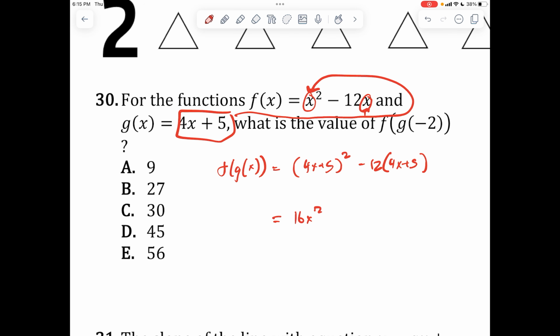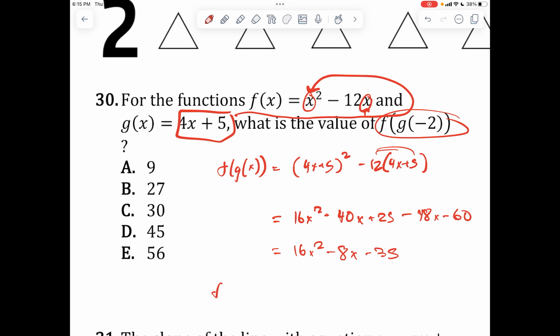That's going to be 16x squared plus 40x plus 25 minus 48x minus 60. Again, I'm just distributing. This is equal to 16x squared minus 8x minus 35. And then last bit, it asks us to evaluate at f of g of negative 2.